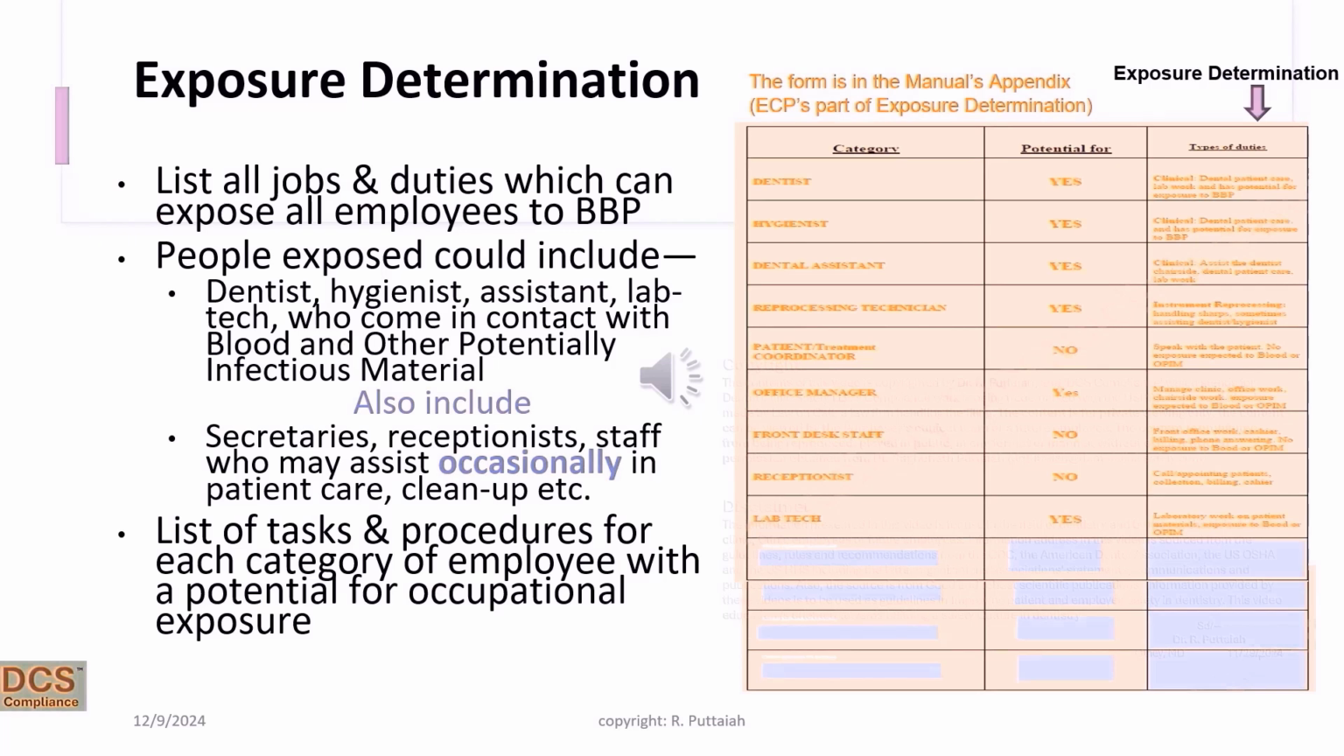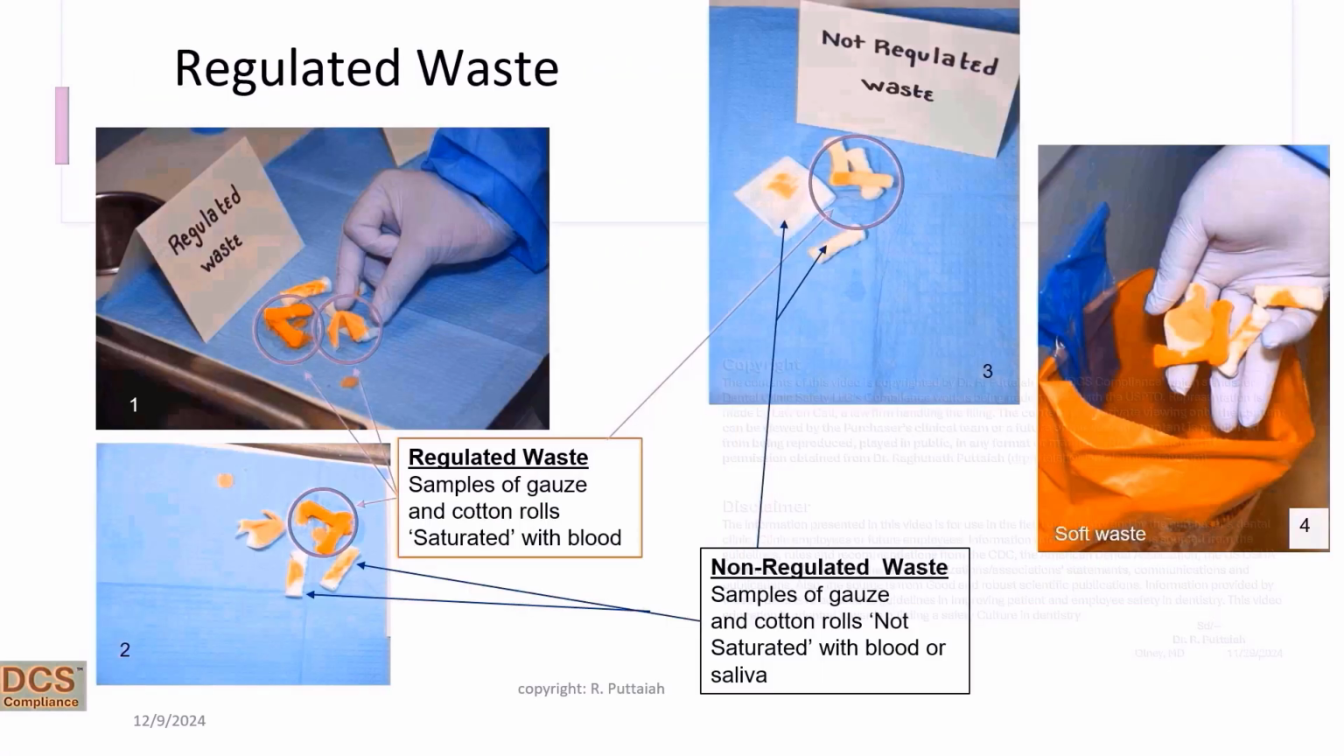There should be more than one category. Here the item is completely saturated with blood and must be classified as regulated waste. In image 3, although the cotton rolls within the circle are not saturated with blood, they are saturated with saliva and must be considered regulated waste, as saliva is considered a potentially infectious material. All saturated waste must be disposed of in a red biohazard bag. The rest of the waste is not saturated and is considered non-regulated waste and can be disposed of as normal waste, in the trash can.